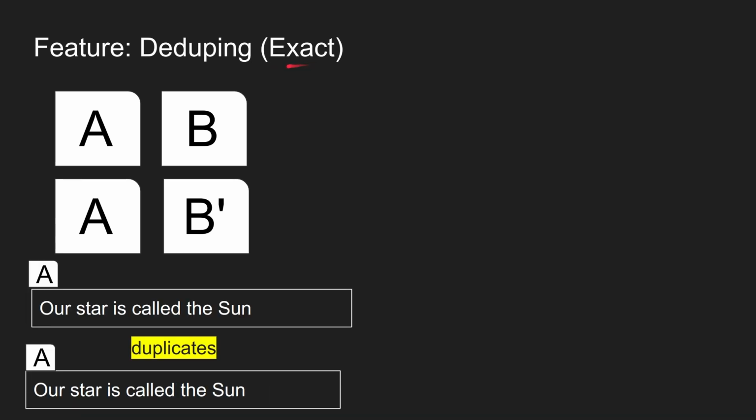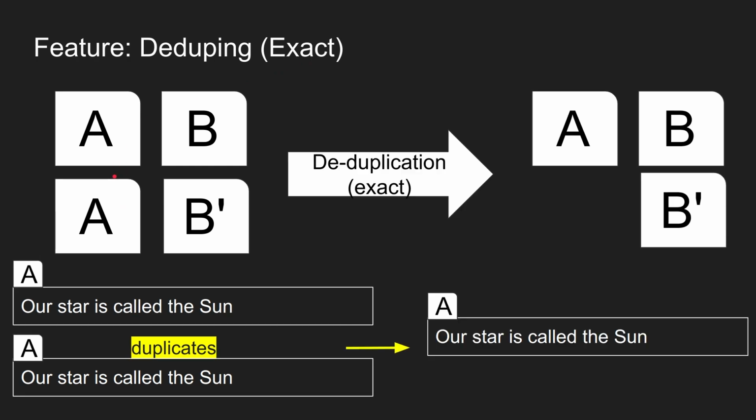Let's start with exact duplication. In this case, we have 2 A's. We are going to eliminate one of them, and there's a module for that. It'll look at the content, identical content, and it'll only keep one. So you can see one of the A's is eliminated.